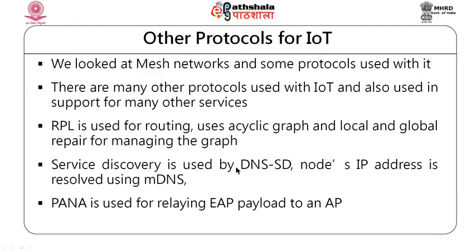There is something called service discovery. For example, if I want to configure my IP address automatically, DNSSD can help. Service discovery can help me. And if I want to find out the IP address of a node, because I want to send a frame or a packet to it, I can use MDNS, multicast DNS. And we are also going to talk about something called PANA, which is used for relaying extensible authentication payload to an access point, if I am using an access point for my IoT network.